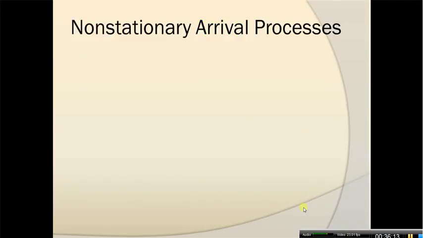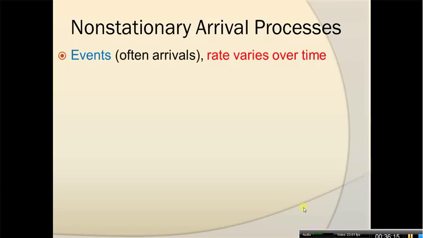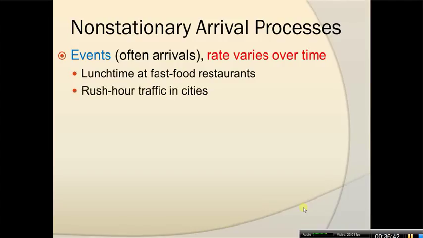Another thing I wanted to talk about is non-stationary arrival processes. Events such as arrivals can actually have different inter-arrival rates. So the rate of arrivals could vary over time. You might have noticed that if you go during lunchtime to a fast food restaurant, it's extremely busy, but it might not be as busy some other time. You could have rush hour traffic in the cities, right? So you can see that the rate of arrivals is very different during those times.